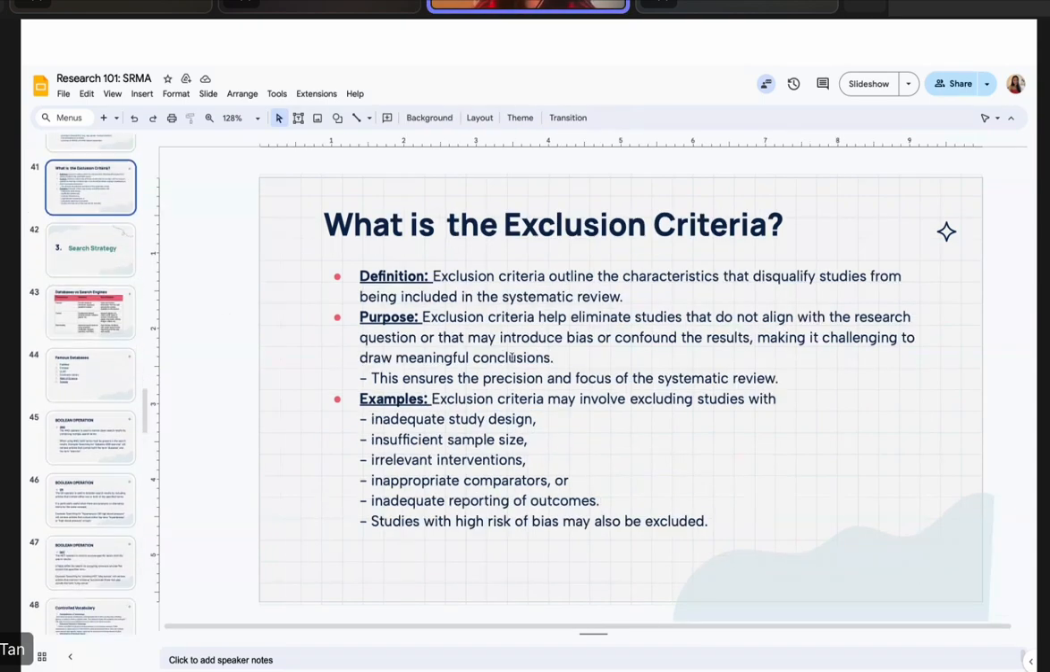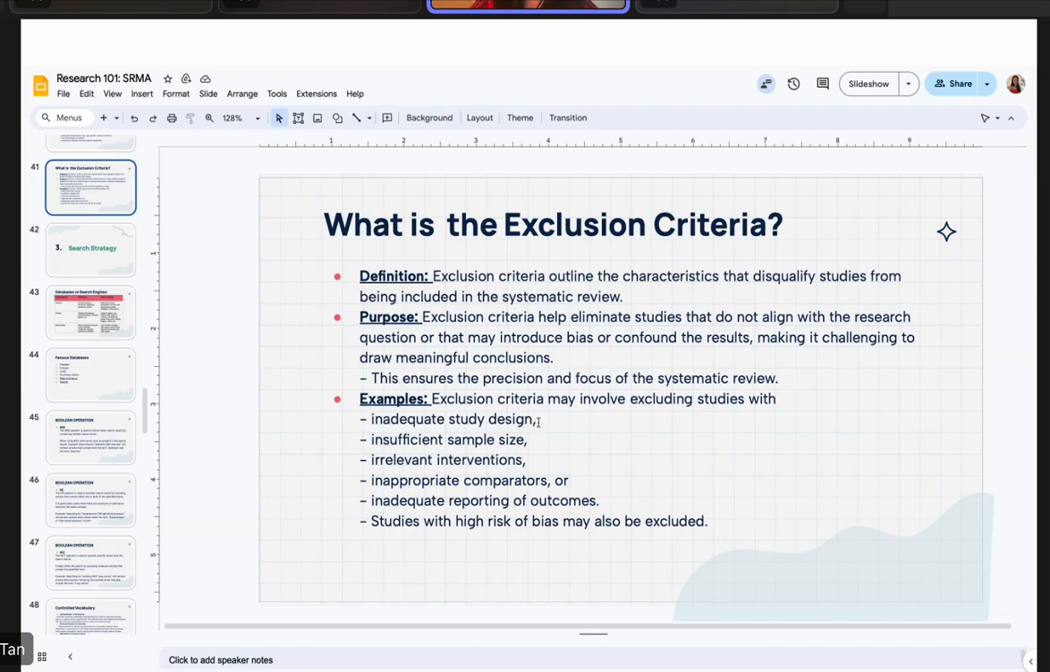Alright, now exclusion criteria. It outlines the characteristics that disqualify studies from being included in the systematic review. Exclusion criteria help eliminate studies that do not align with the research question or that may introduce bias or confound the results, making it challenging to draw meaningful conclusions. This ensures the precision and focus of the systematic review.